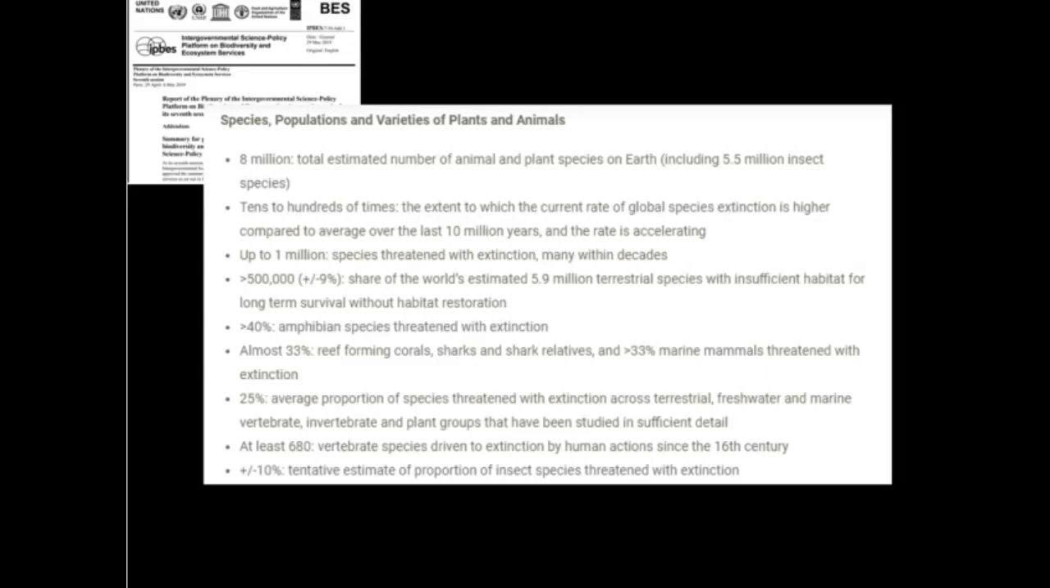They estimate that 500,000 species have insufficient habitat currently for long-term survival. Estimates are that 40% of amphibians are threatened with extinction. Ditto for 33% of reef coral species and sharks. And they estimate that over 33% of marine mammals are facing extinction. The tally is that 680 vertebrate species have been driven to extinction by human actions since the 16th century.